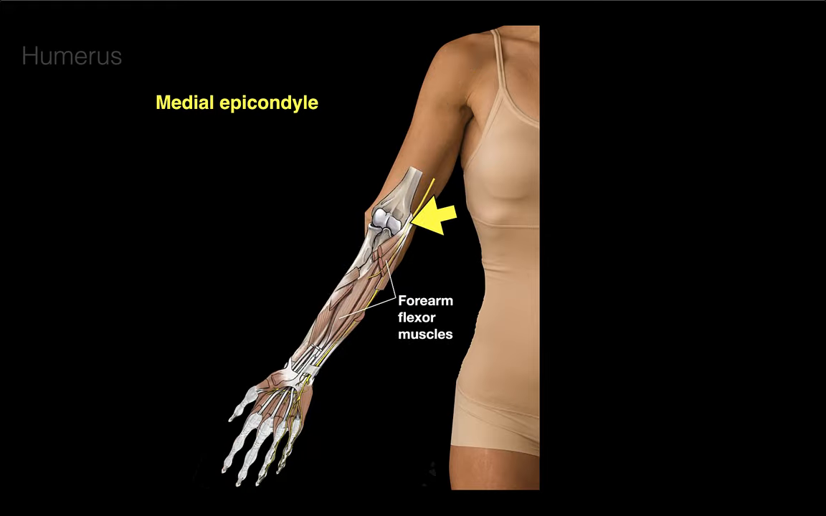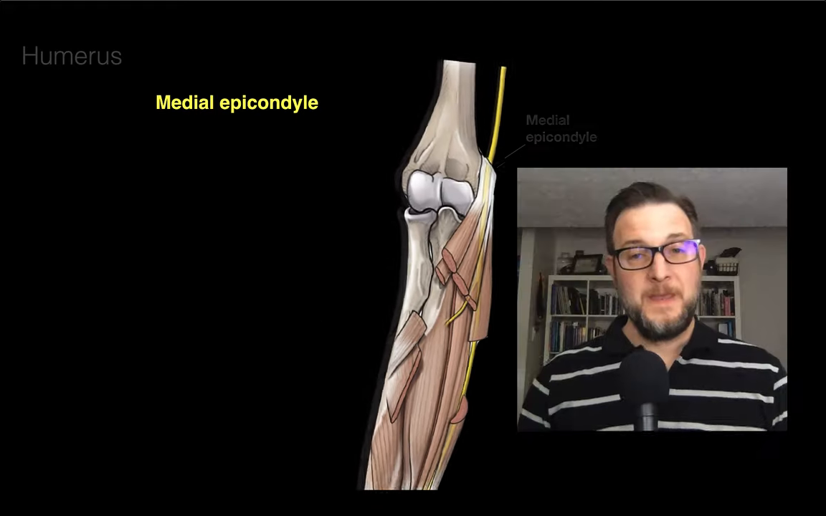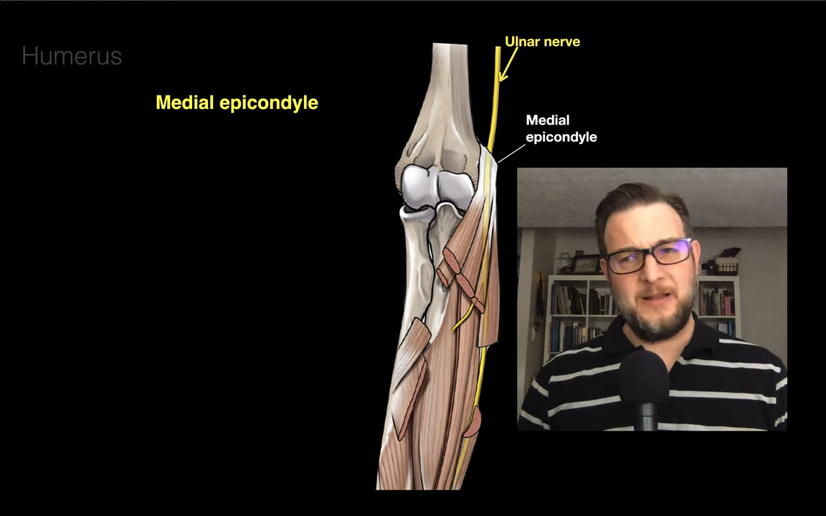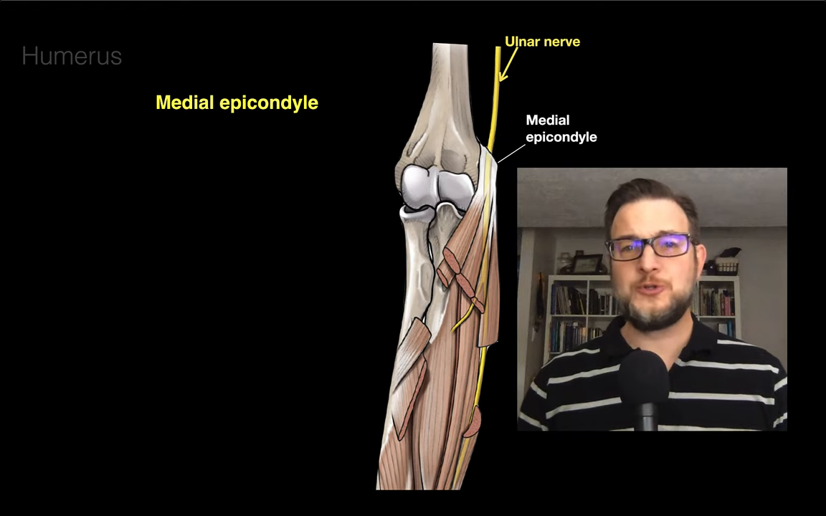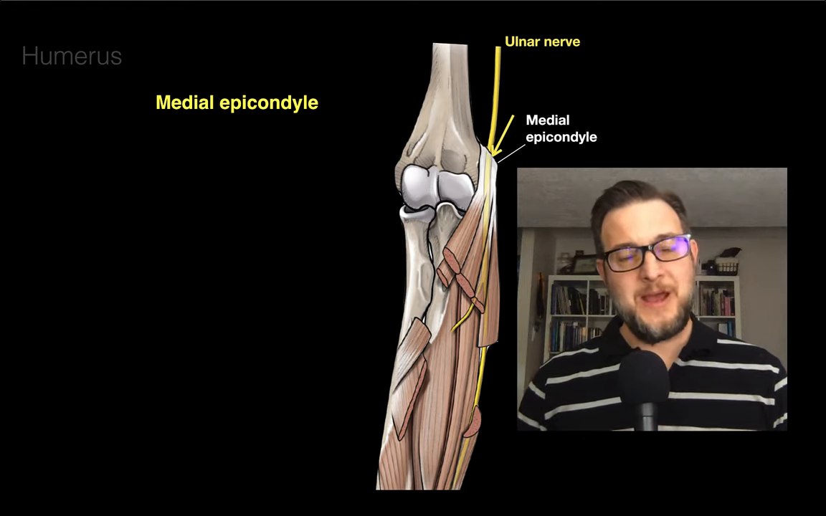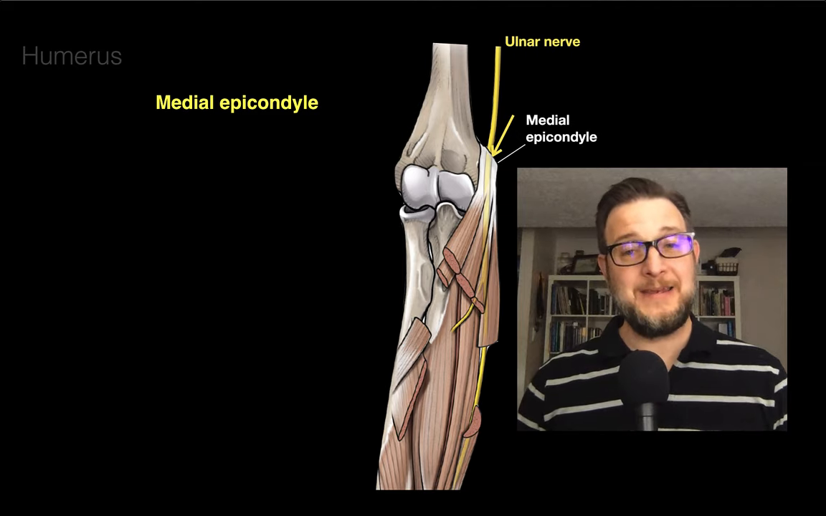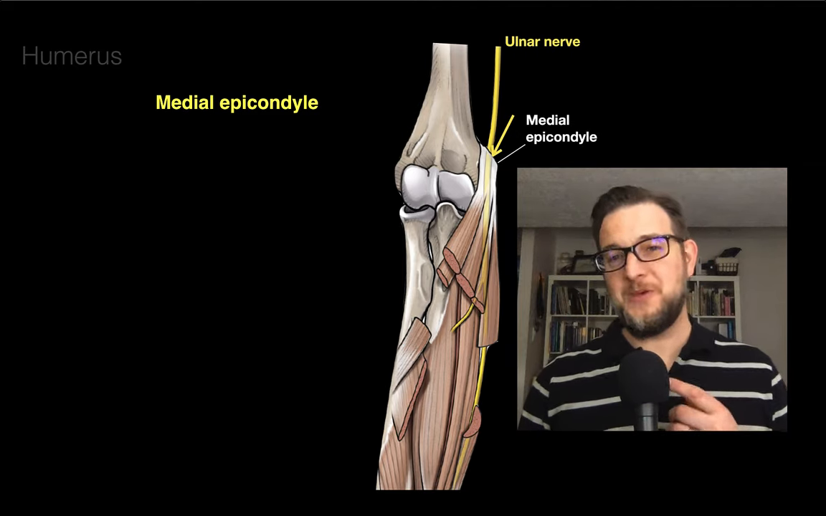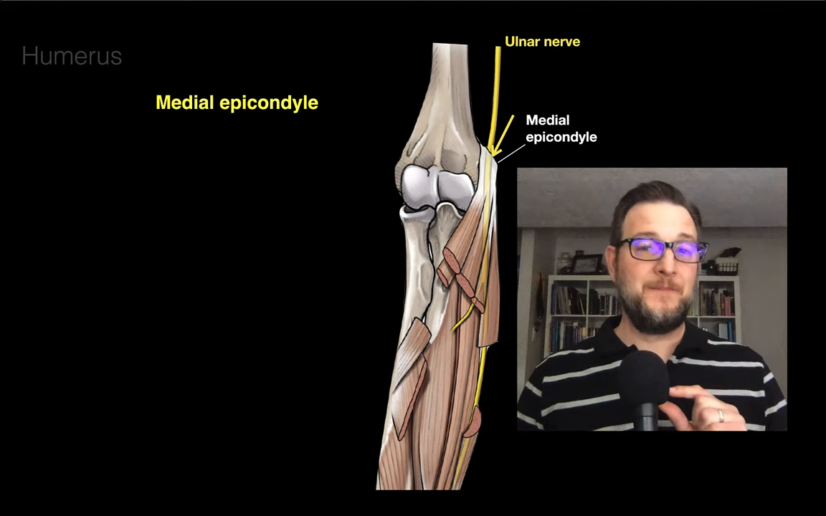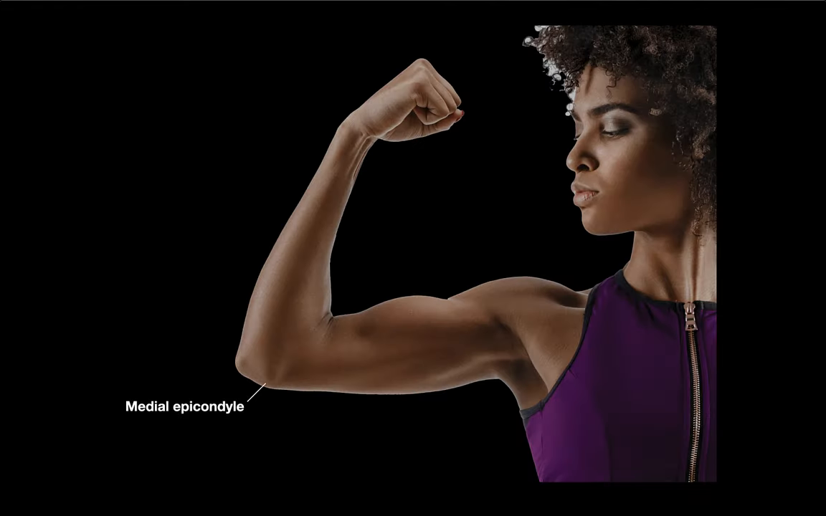And so those forearm flexor muscles are in the front of the forearm. And also that medial epicondyle is a landmark for the ulnar nerve, which courses all the way down, and then deep or behind that medial epicondyle through something called the cubital tunnel. Here we see the surface anatomy of the medial epicondyle, and I superimpose the humerus, and that dotted circle is meant to represent that medial epicondyle.